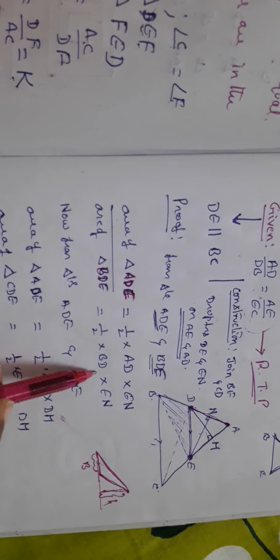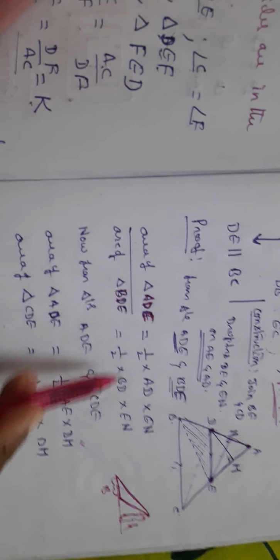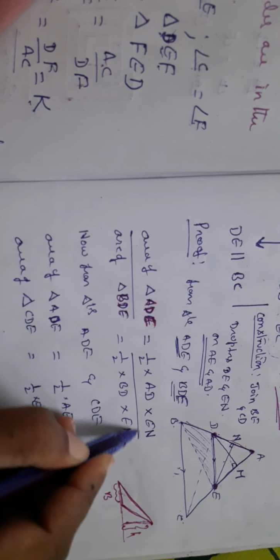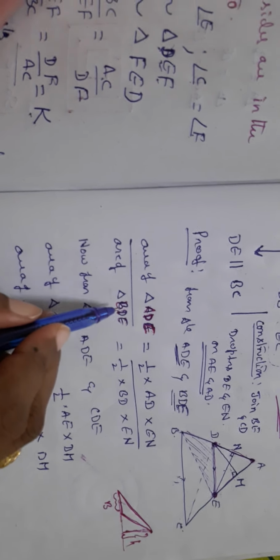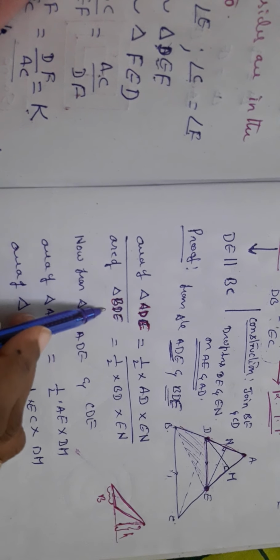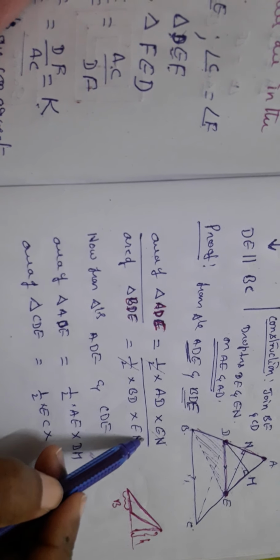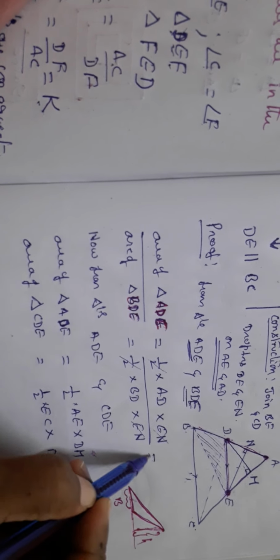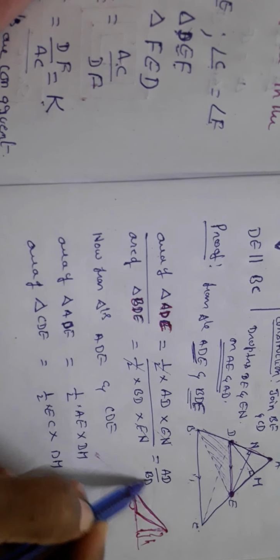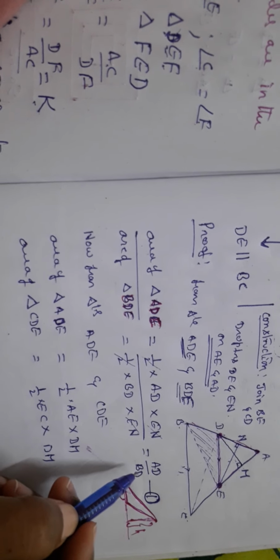Half into base, what is base? BD, into height is EN. So now just divide these two equations. What will you get? Area of triangle ADE by area of triangle BDE is equal to half and half will get cancelled. EN and EN will get cancelled. So you are left with AD by BD. Let this be equation 1.